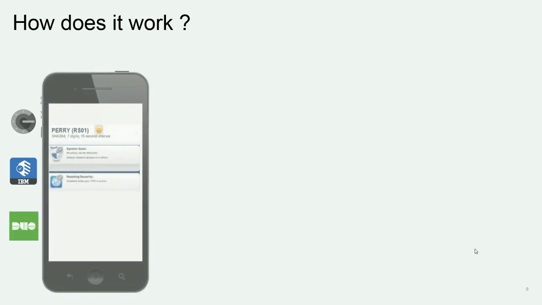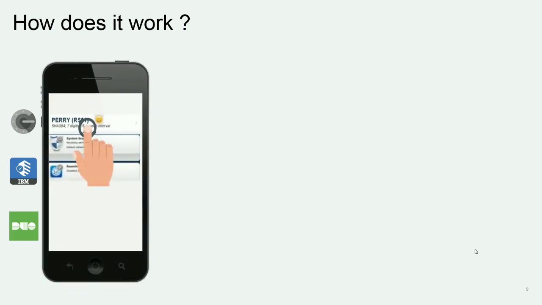How does it work? First of all, you need to download on your smartphone the client app, such as Google Authenticator, IBM Verify, Duo, and so on. Then open the client app and select the account you want to use. The app generates the token code automatically.